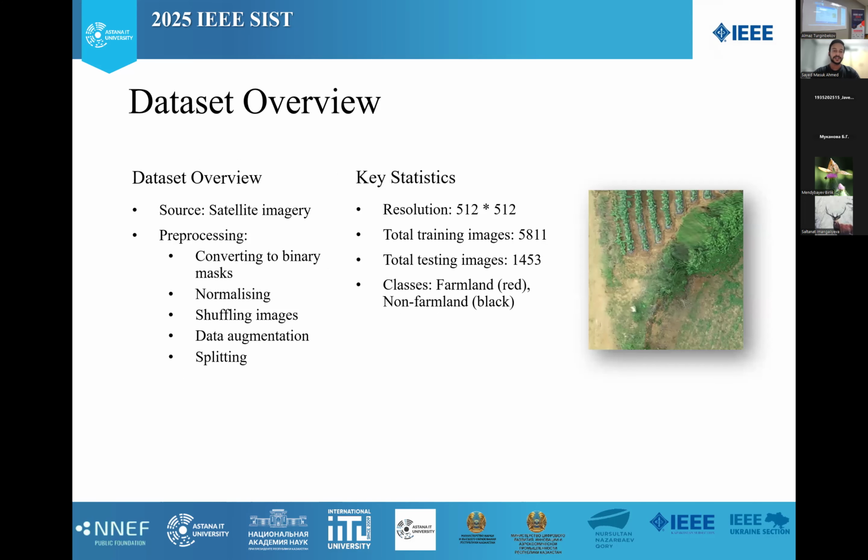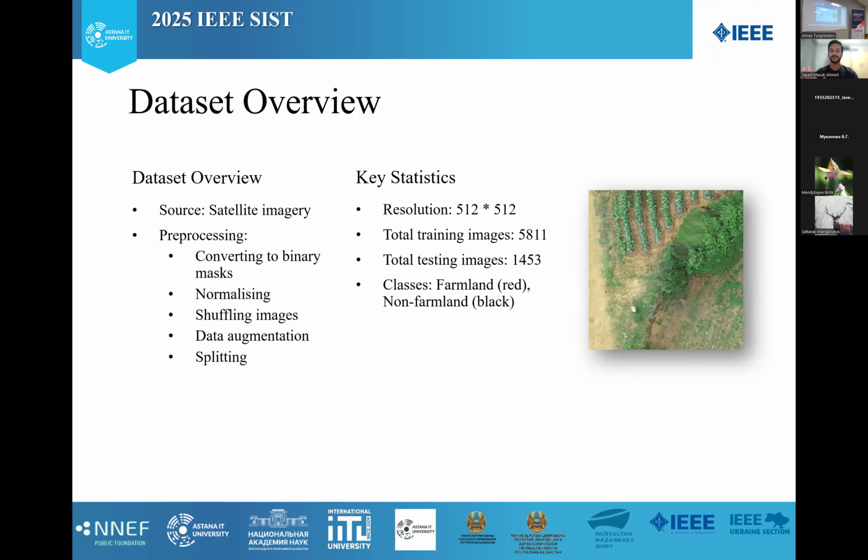Here's a little dataset overview. The source, I already said, we are collecting satellite images, and for pre-processing, we are converting it to a binary mask. Then we applied some normalizing techniques, then shuffled images for better training, and then data augmentation, and the last one is splitting. And a few key statistics about our dataset.